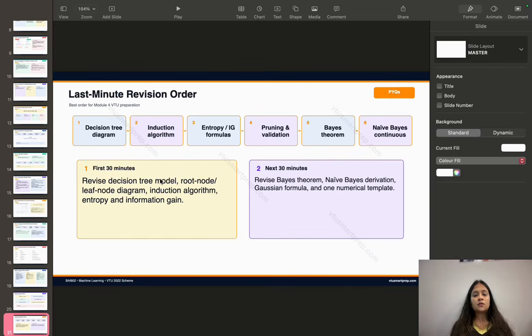So last minute preparation, how you can do. First 30 minutes revision should be decision tree. Then root node, leaf node diagram, induction algorithm, entropy, and then information. This is easy. Also revise Bayes theorem, Naïve Bayes derivation, Gaussian formula, and one numerical problem for this. One numerical problem for Naïve Bayes and one numerical problem on decision tree, where you are going to calculate the entropy, information gain, gain index.